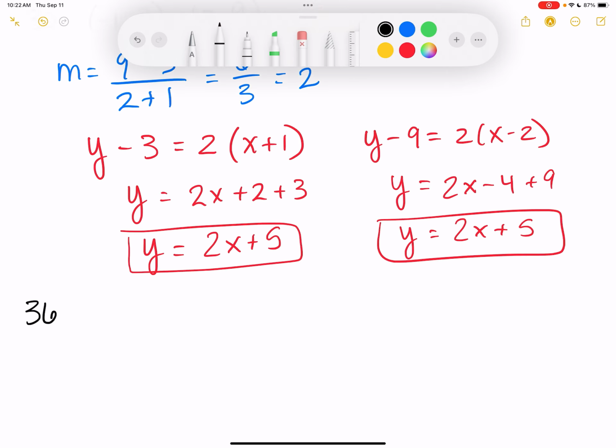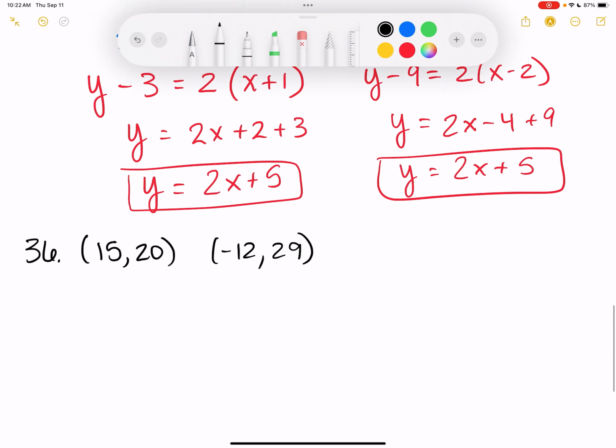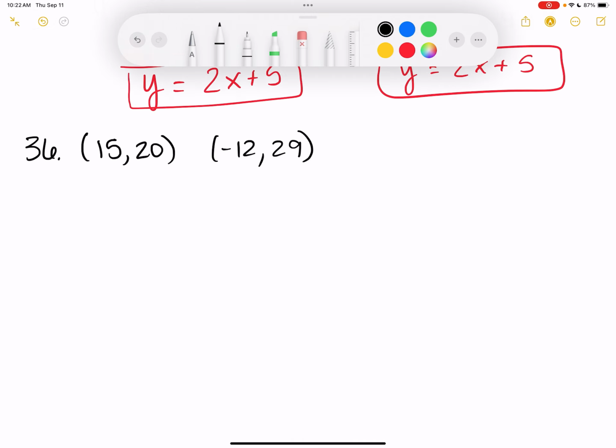All right, I want you to try this one on your own to tie it all together. So the points are 15, 20, and negative 12, 29. So find the slope and then write the equation of the line using either of those points, and then we'll go over it.